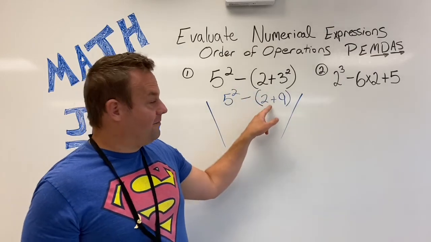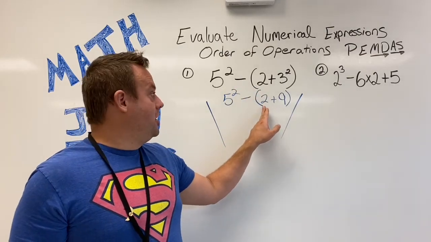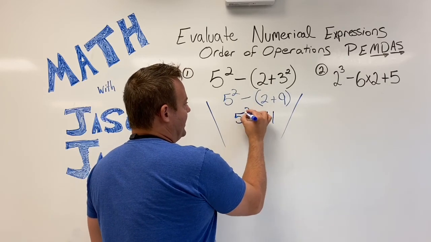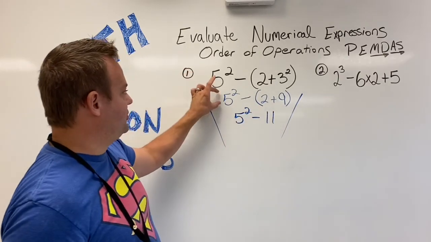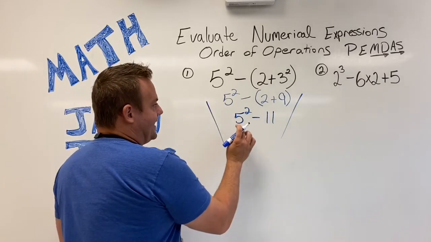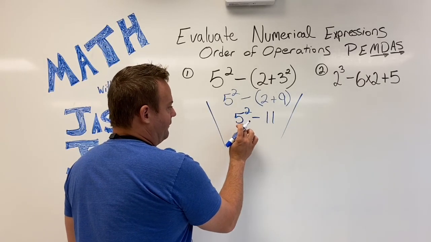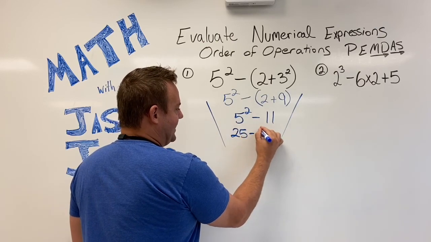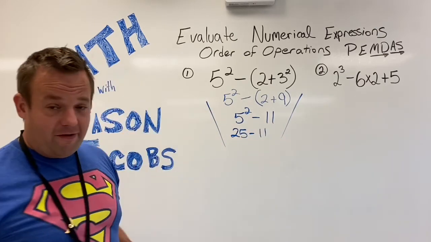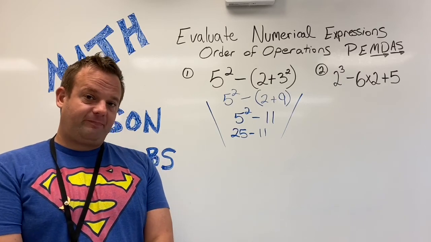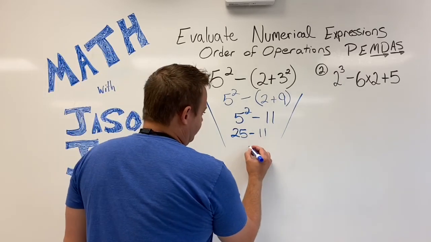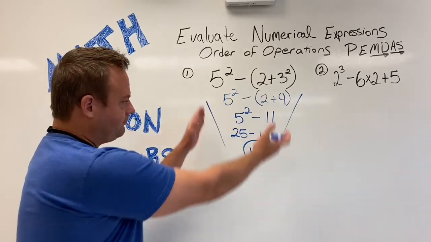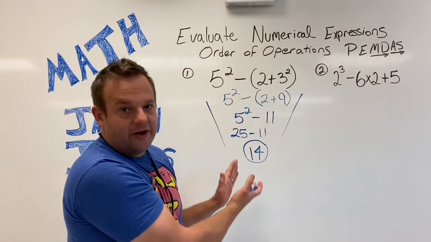And now we finish off these parentheses. 2 plus 9 is 11. And we rewrite our expression. These expressions are all equal here. And now the exponents. So 5 squared is 5 times 5, that's 25, minus 11. Now what's 25 minus 11? That's right, 14. And then 14 is your simplified answer. And notice how we have like the tornado right there.